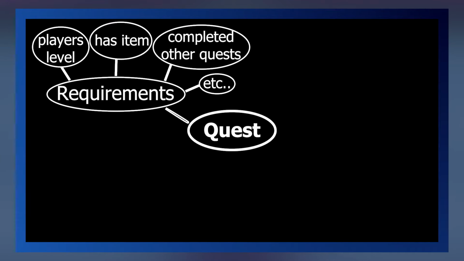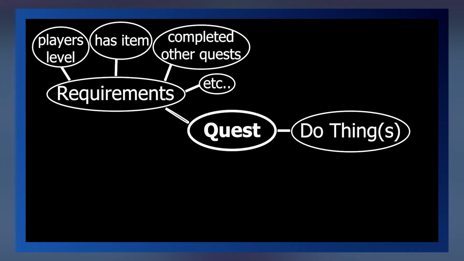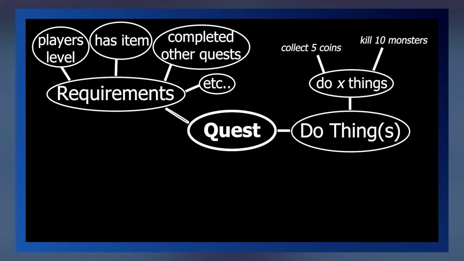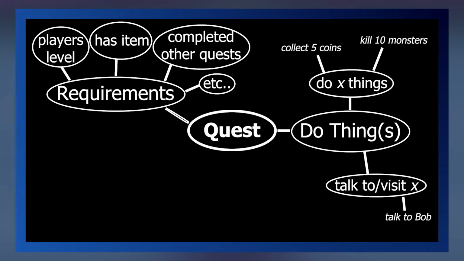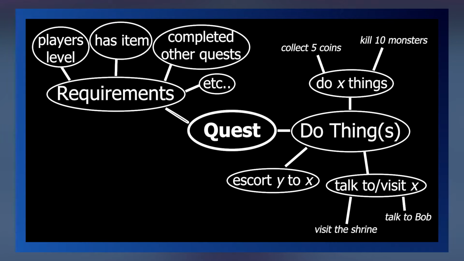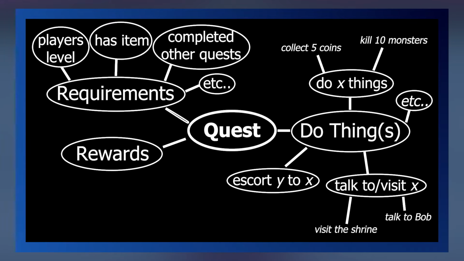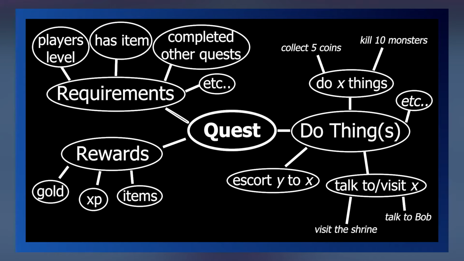Once the player meets those requirements, they're able to start the quest, in which they're sent off to do something or multiple things to complete the quest. Some common examples of this in RPG games are do X things, like collect 5 coins or kill 10 monsters, or talk to or visit X, like talking to another NPC or simply visiting a location, or escort an NPC to X, and so on. Then, once we've completed all of the steps for a quest, we can finish it and claim some rewards like gold, experience, items, and more. The typical RPG quest is going to look something like this, so that's what we're going to stick with in this video for our definition of what a quest is.